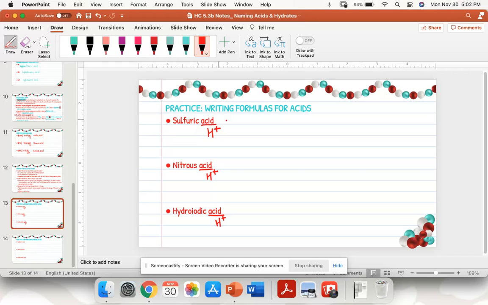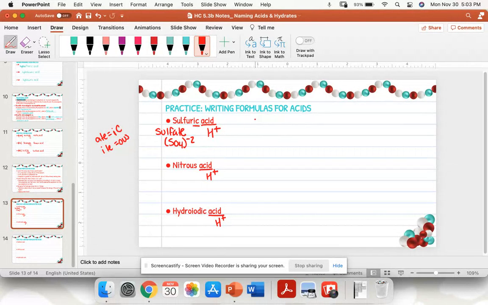So sulfic, which I see here, let's put this over here. I ate something icky, so then ITE gets changed to OUS. So if this is ending in IC, we know that it was ATE. So this was sulfate. So now we can figure this out. Sulfate is on the polyatomic ion sheet, and it is SO4 -2.